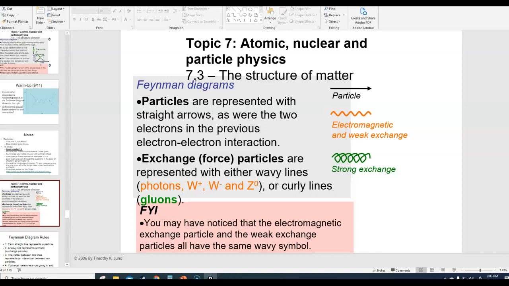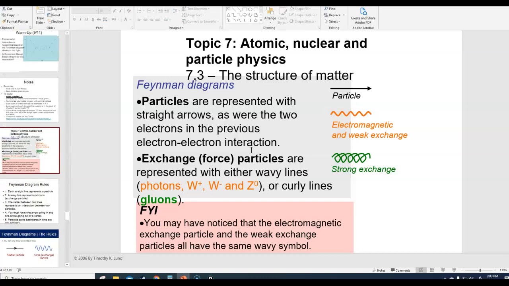The squiggly line you would use in situations where you have either the electromagnetic force or the weak interaction. Those squiggly lines could either represent photons, which are the exchange particles for the electromagnetic interaction, or the W+, W-, or Z particles, which are exchange particles for the weak interaction. Notice, by the way, that the electromagnetic force and the weak interaction have the same symbol. The reason is that we have actually discovered in recent years that if you look closely enough, the electromagnetic force and the weak force are actually different parts of the same force, which is why those two forces have the same symbol for their exchange particles. Even though the exchange particles are completely different, we still use the same symbol for that.